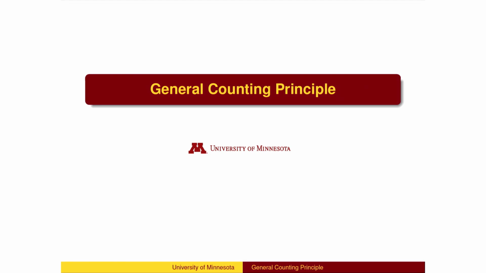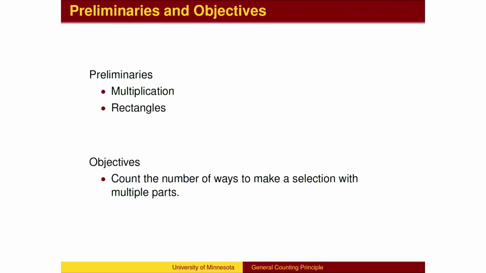General counting principle. This is an introductory lesson in preparation of lessons in probability and has little background material. It relies on simple multiplication, which ties conceptually to computing areas of rectangles. In this lesson, we will count the number of ways to make a selection with multiple parts.